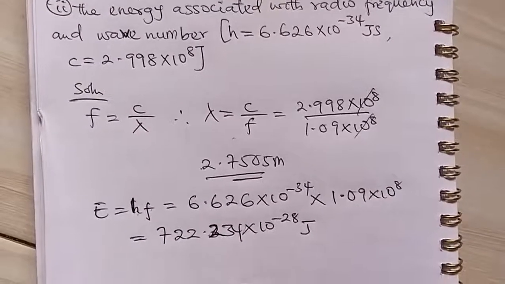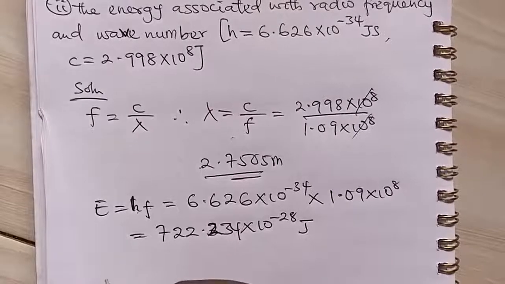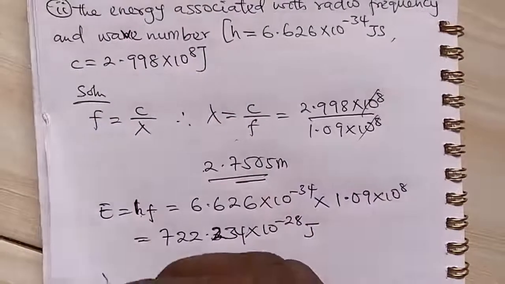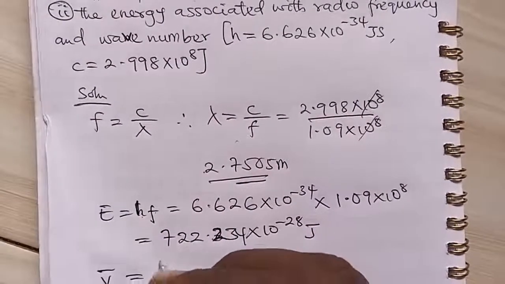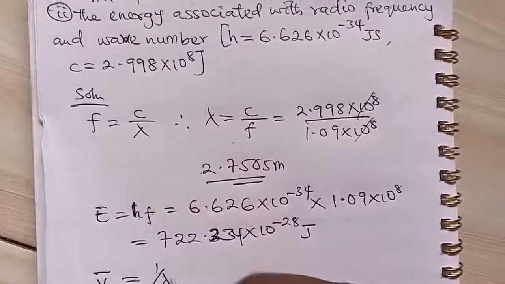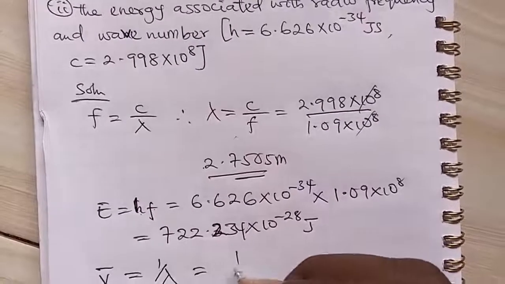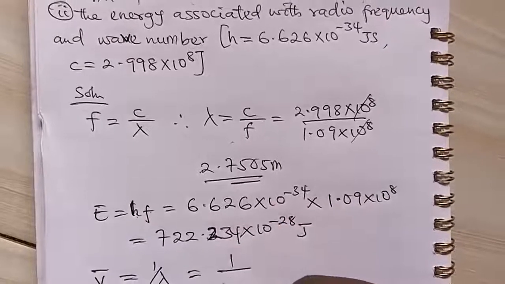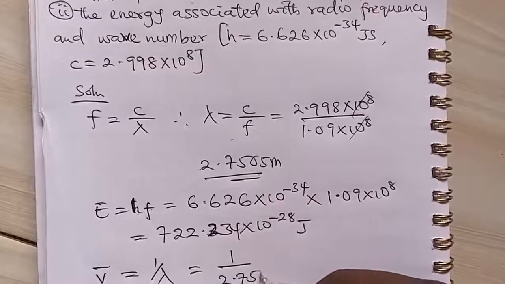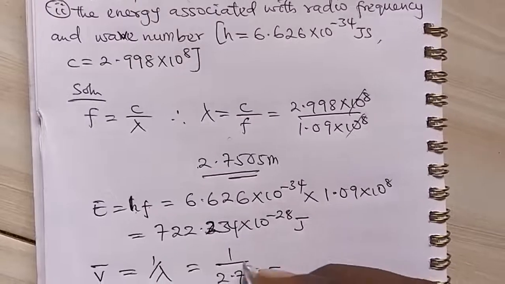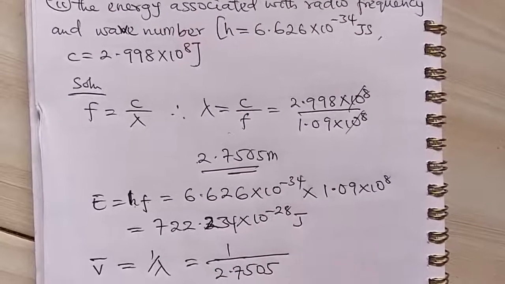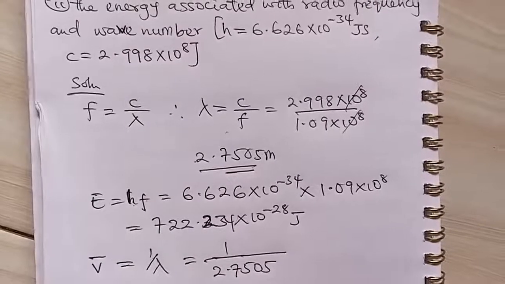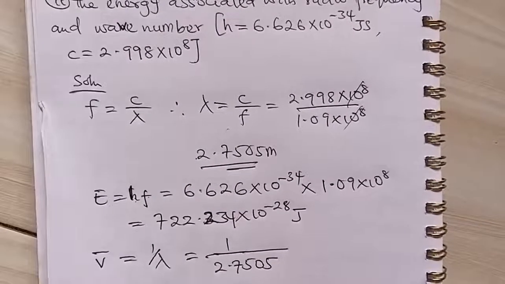All right. Then the next question there is wave number. For us to get the wave number, it is 1 over lambda, 1 over wavelength. The wavelength that we got was this, so 1 over 2.7505. What we're going to get, if we do that, will be 0.3636 per meter.